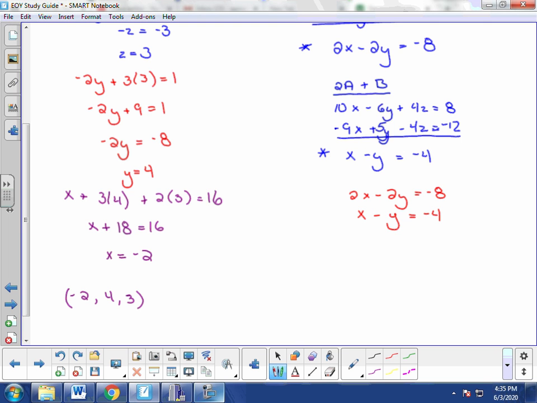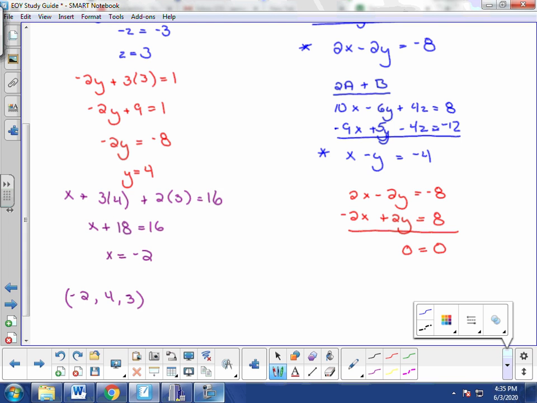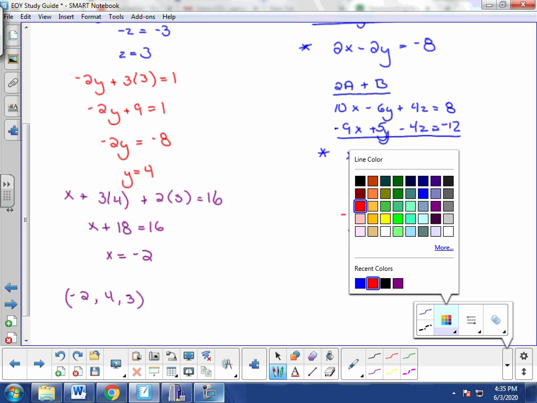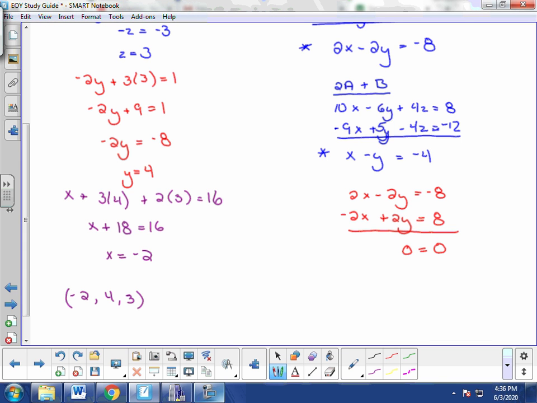I can use the elimination method with this two-variable system. So I'm going to multiply the second equation by negative 2. That gives me negative 2x plus 2y equals 8. When I simplify this, we may notice something happens here: everything gets eliminated. So I end up with 0 equals 0.